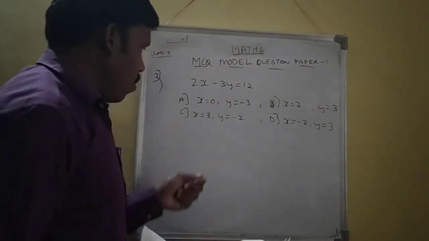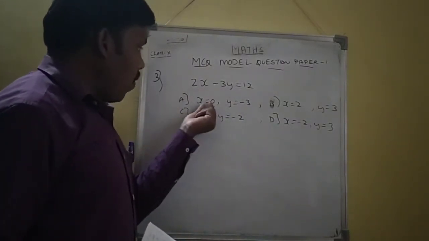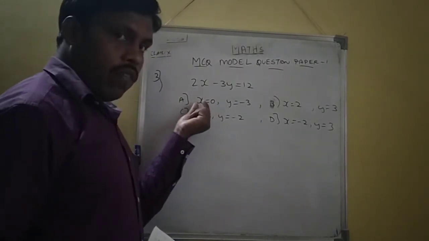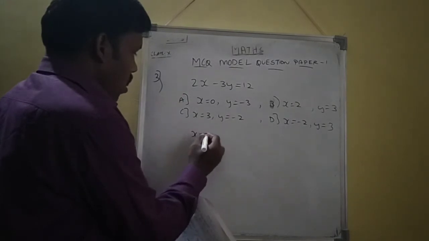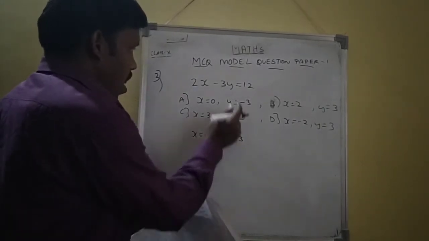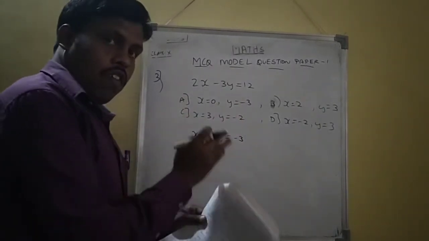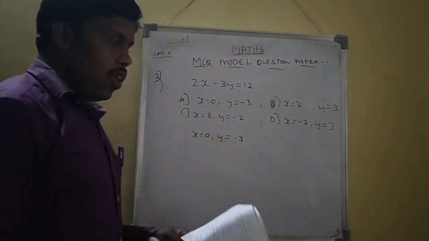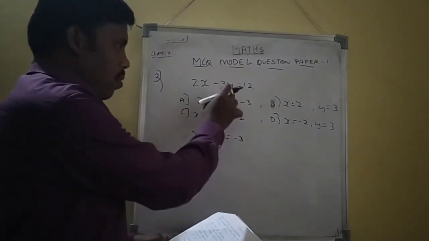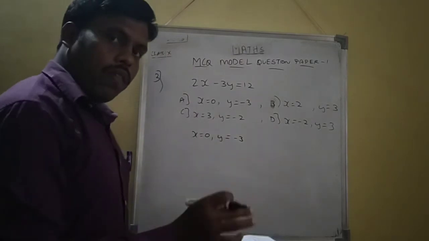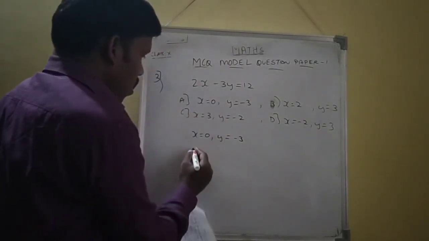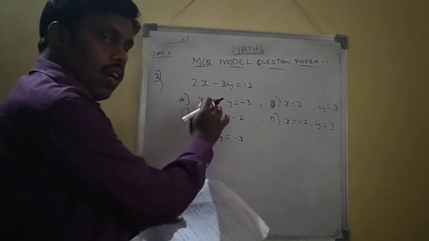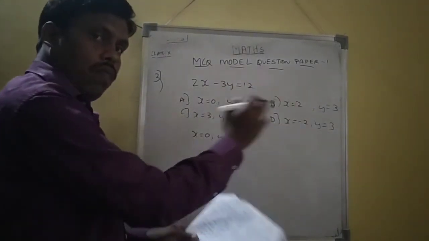What is the trial and error method? It means we substitute the values. For the first option, we'll consider x is equal to 0, y is minus 3, and substitute in the given equation. If both LHS and RHS are equal, then this is a solution. This point lies on this line, otherwise it doesn't lie. So very simple. First we'll try this one. If this is not correct, we'll go to the second one, third, fourth, like that.